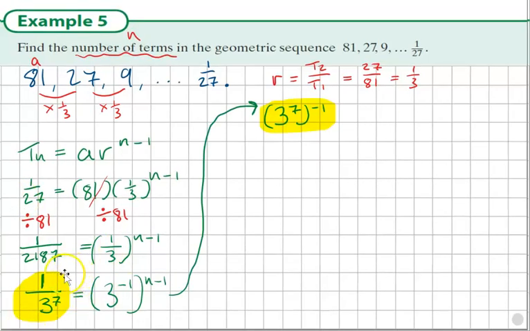Okay, so likewise with 1 over 3 to the power of 7, we're going to rewrite that as 3 to the power of 7 raised to the power of minus 1. So that's using that indices rule as well. So 1 over 3 to the power of 7 is 3 to the power of 7 raised to the power of minus 1.